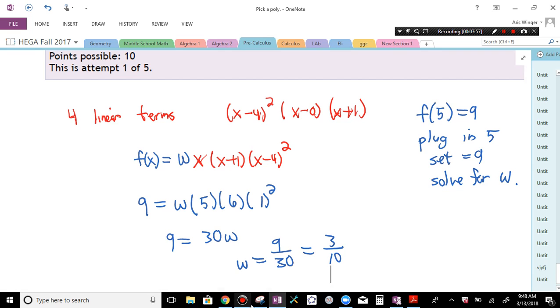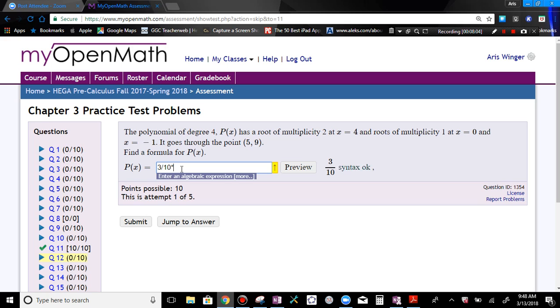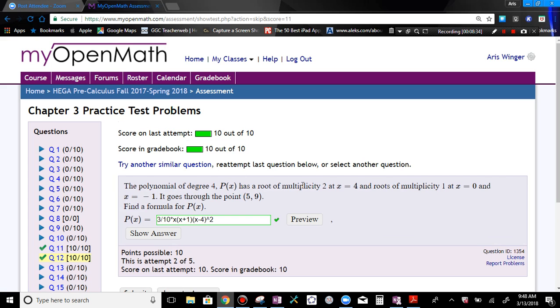Let's see if that works out. 3 over 10, 3 over 10 times, let's do this, x, parentheses, x minus 1, parentheses, x plus... x minus 4 squared, right? No, it's x plus 1, right? It is x plus 1. And then x minus 4 squared. Let's see if it likes that. Okay.